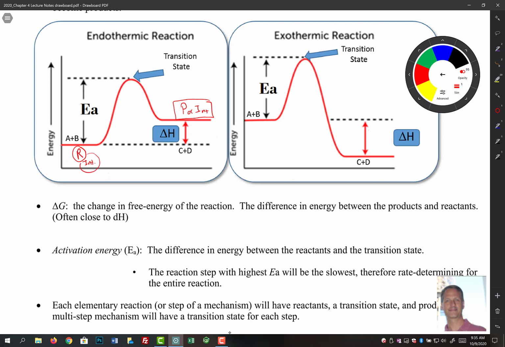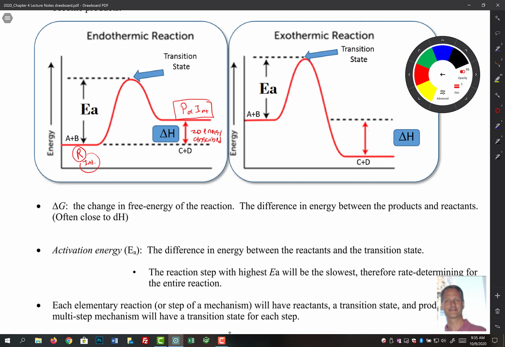Now, for an endothermic reaction, there's going to be energy that's absorbed here. So that represents the amount of energy that's absorbed, right? That's your delta H. That delta H is a close approximation to your delta G also.